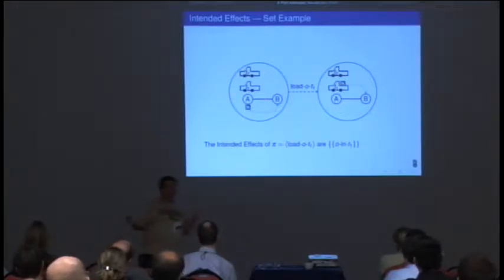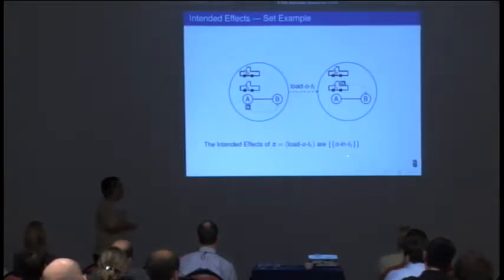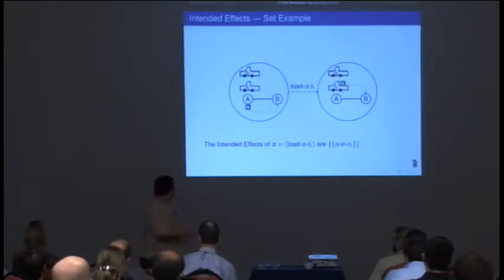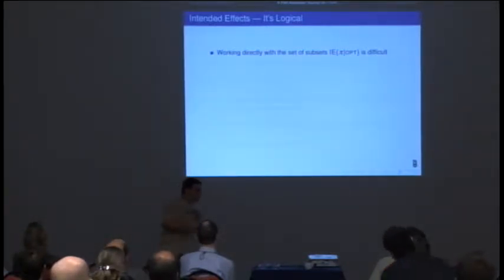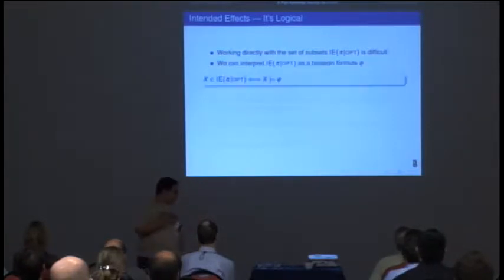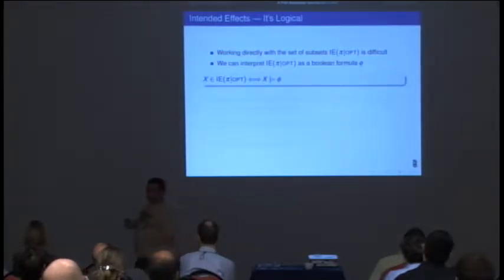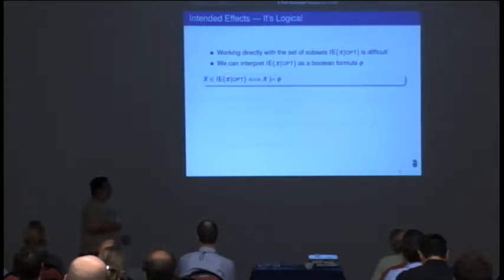Alright, so in the example we had before, the intended effects of load O T1 is a set containing a singleton of O in T1. But for a more complicated example, we can get something kind of weird. Basically it's a set of sets. Working with a set of sets is not very nice. We don't like it. But we can have a logical interpretation of that. We can interpret the intended effects of pi with regards to opt as a Boolean formula. Every set of propositions that's an intended effect is basically a satisfying assignment to the formula.